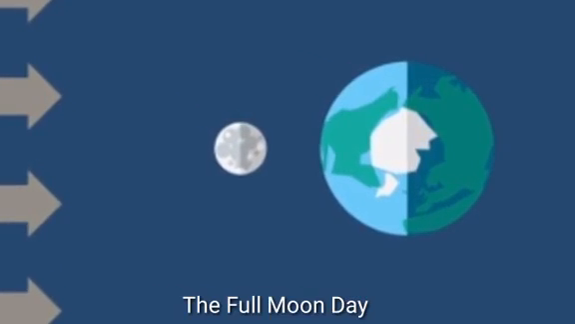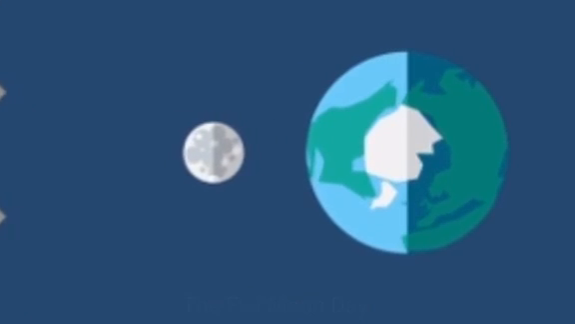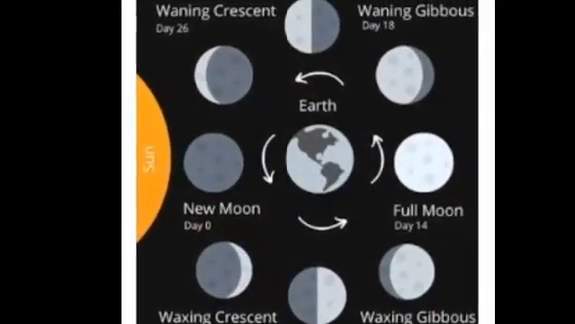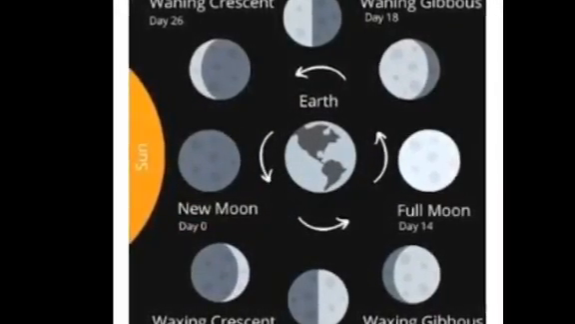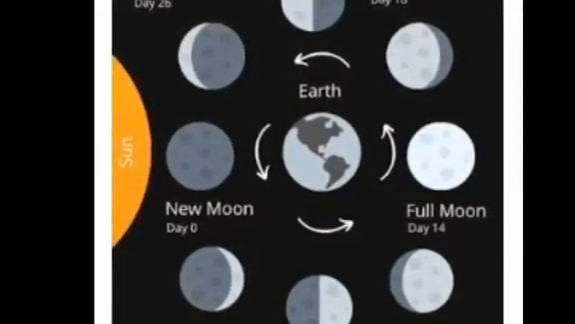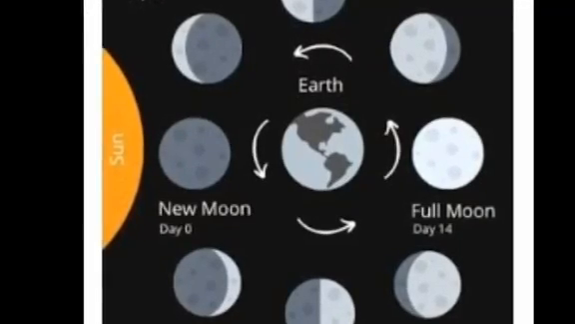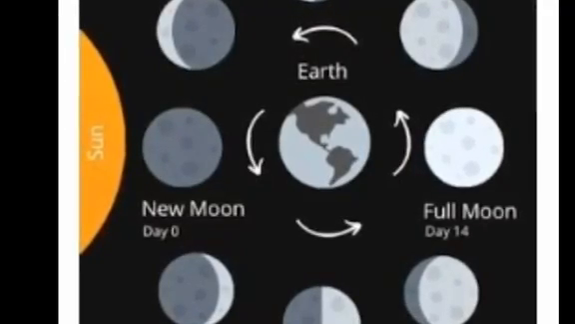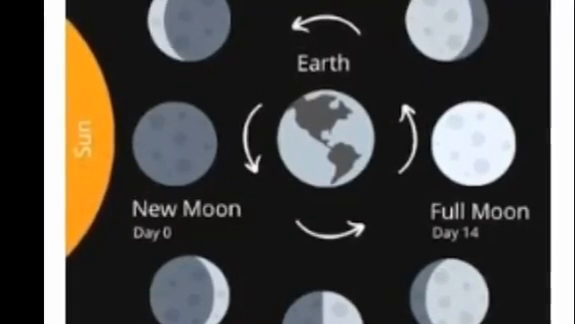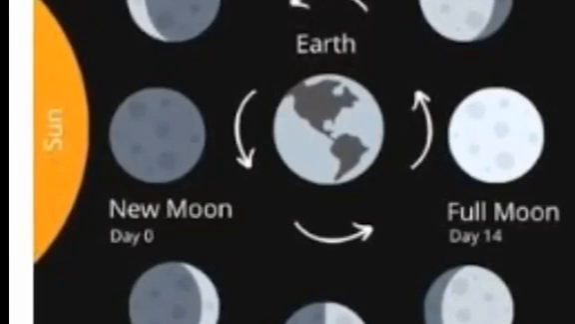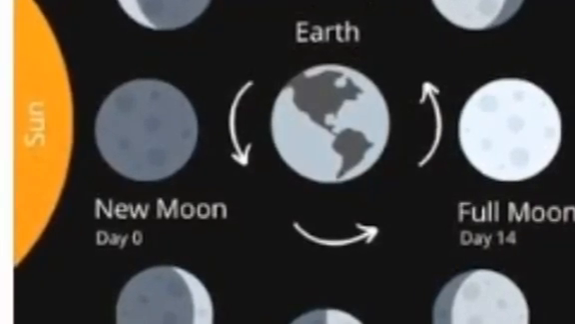On the full moon day, the sun's light falls on the entire portion of the moon facing the earth. Therefore, the moon appears as a full circle. Second is new moon day. On the new moon day, the sun's light does not fall on the portion of the moon facing the earth. Therefore, the moon appears dark and invisible.